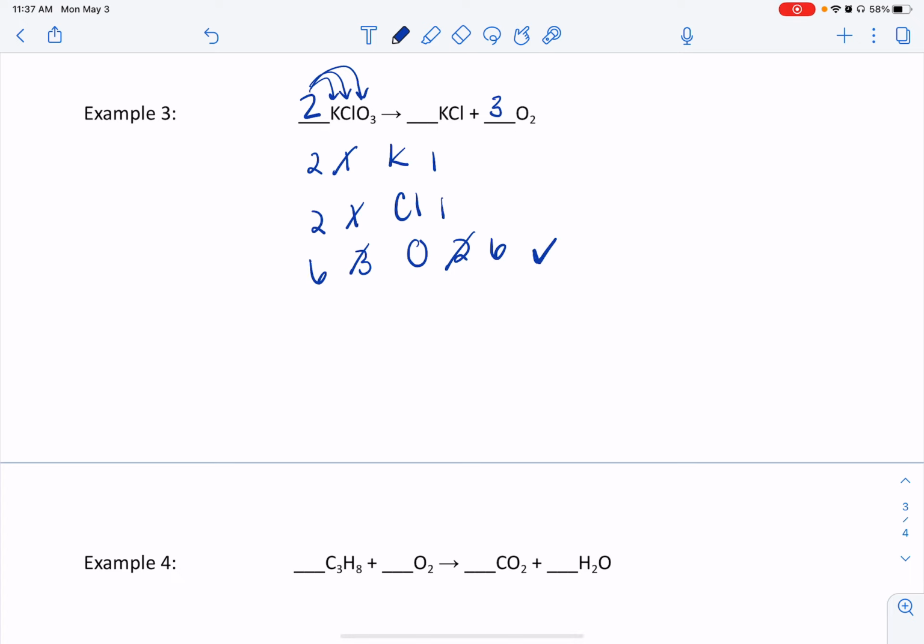So now my oxygen is balanced, but my K and my Cl are not. So I need to take another step here. So I have 2 potassiums on the left and I need 2 on the right, but I only have 1. Same thing with chlorine. I only have 1 on the right, but 2 on the left. So I want to multiply KCl by 2. So now I have 2K and 2Cl. And now this is balanced. So sometimes this happens where balancing one element sort of messes up the other one. Okay? And then you're going to have to take a couple steps back and forth.